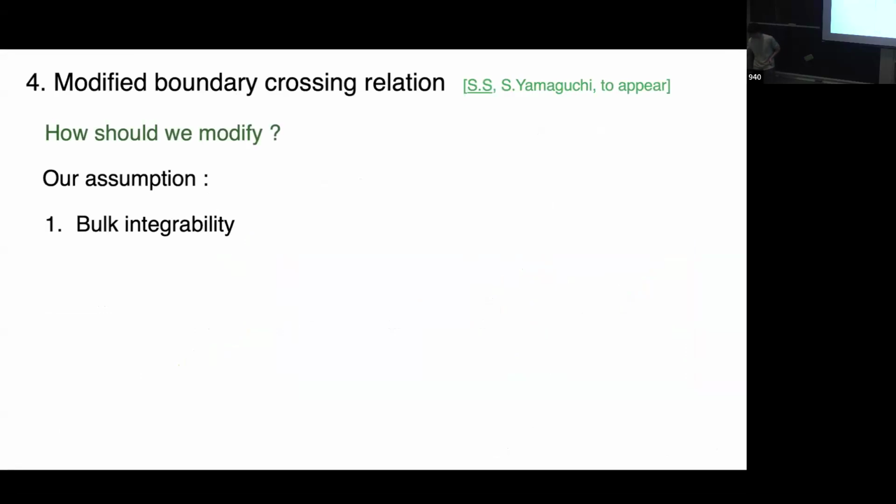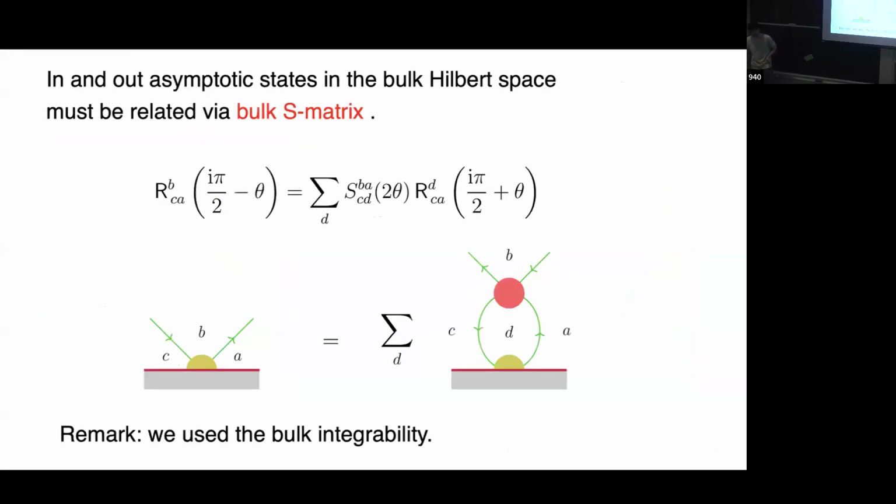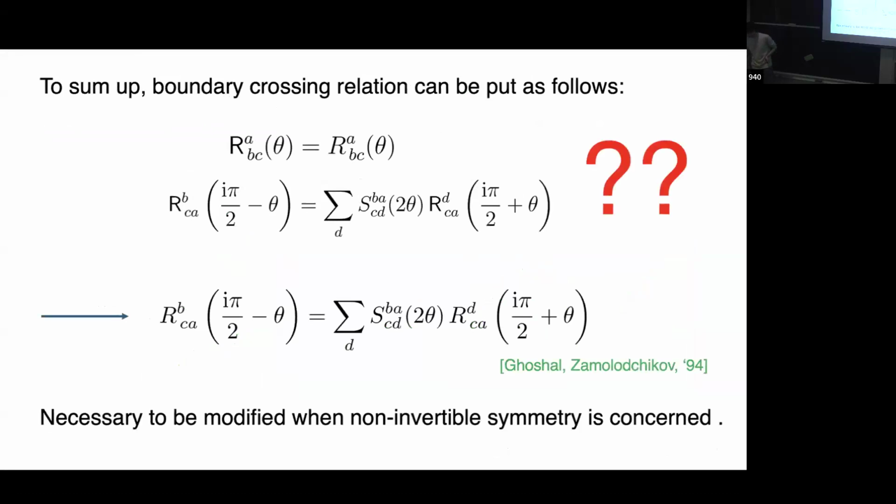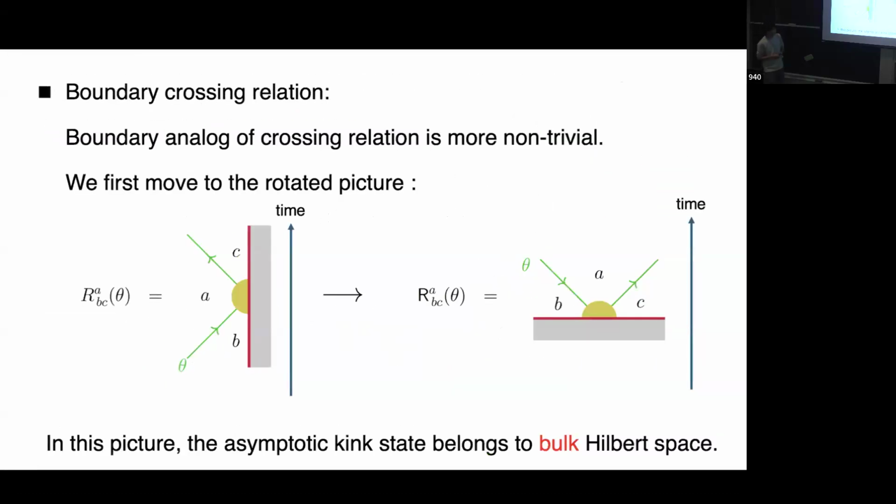Sorry, I still don't understand the second picture. This one? One more slide back. Yeah, the second picture here. How do I extract a number from this? So think about the overlap between the boundary state and the other state, specified as in and out states. Those are out states, right? Yeah, oh, I see. So this picture can be thought of as the boundary producing kink and anti-kink pairs.